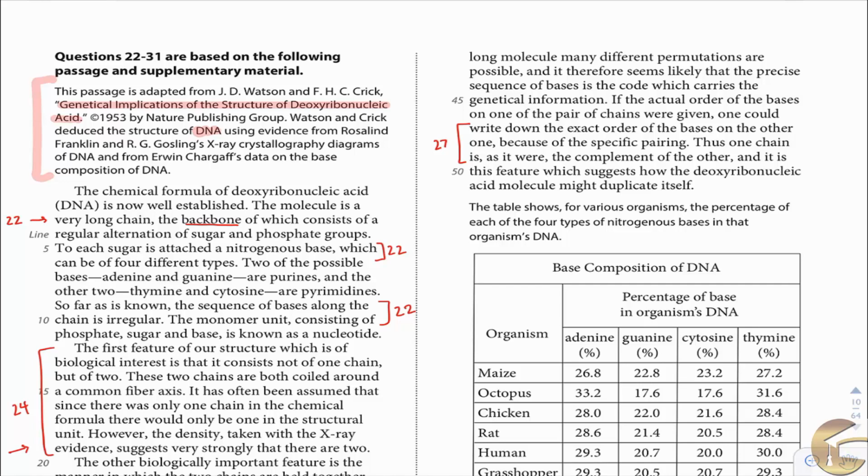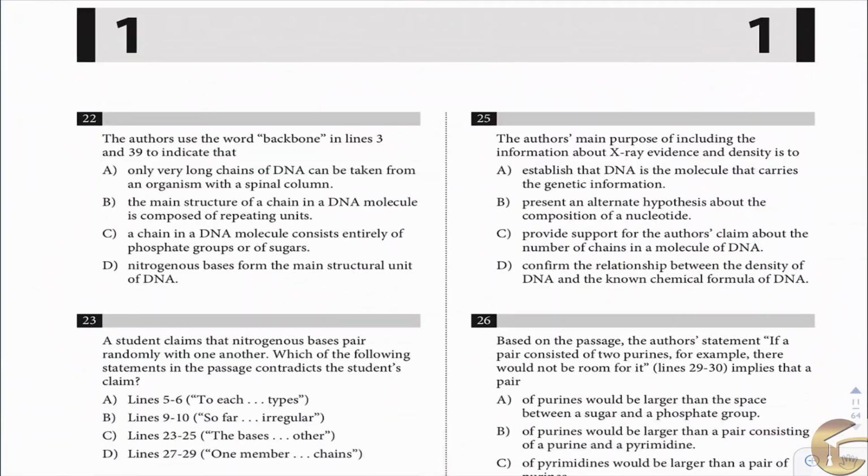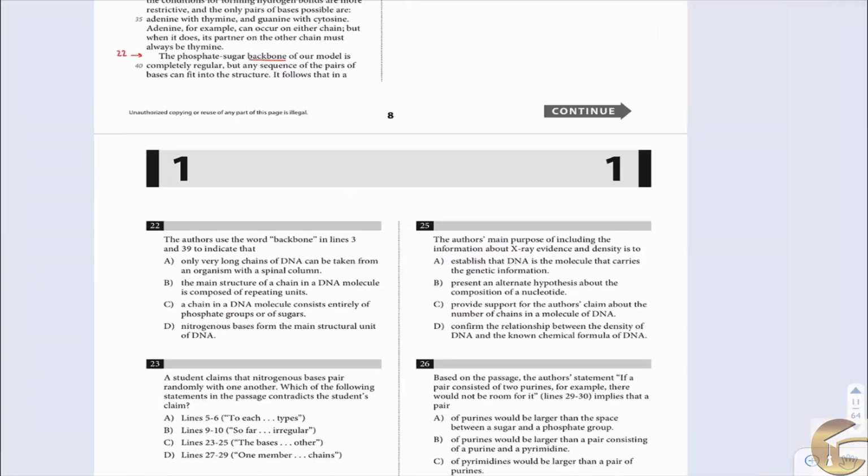So when you read this, again, it gives you an idea of what you're going to be talking about. So we are talking about, in general, the structure of DNA. Those are some of the things we're going to have to be paying attention to as we go along here. So here we go, starting with number 22. Again, we are just going to go in order.